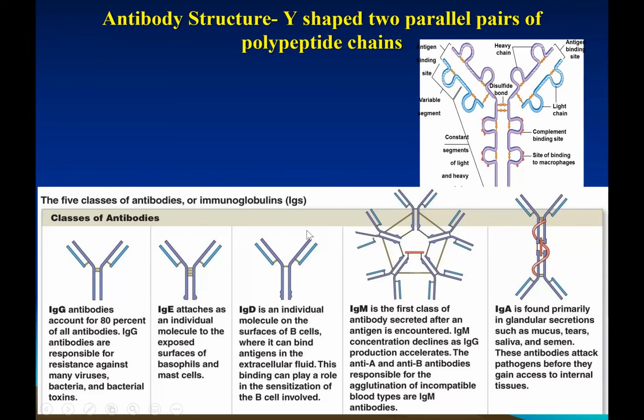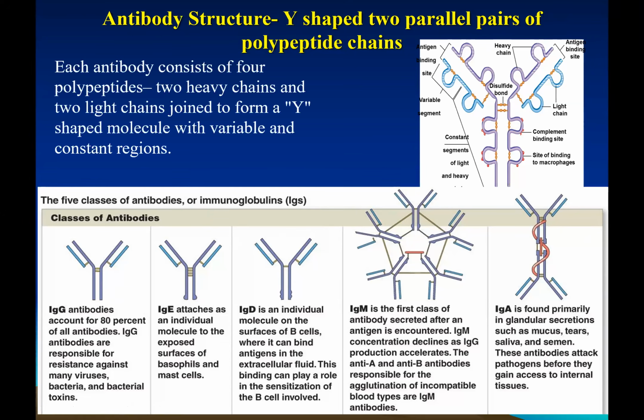Among all the classes of antibodies, IgG is the most common, accounting for 80% of all the antibodies that your body makes. And this is the one that gives you immunity against bacteria and viruses. So know the structure of the antibody. It's Y-shaped, made up of polypeptide chains. It has a variable region and a constant region.